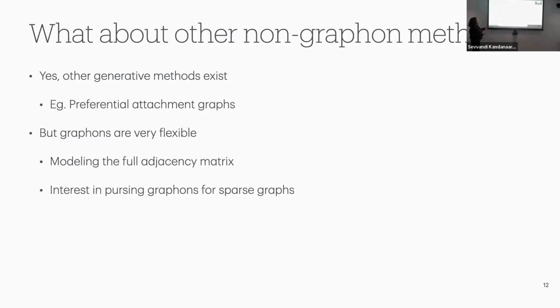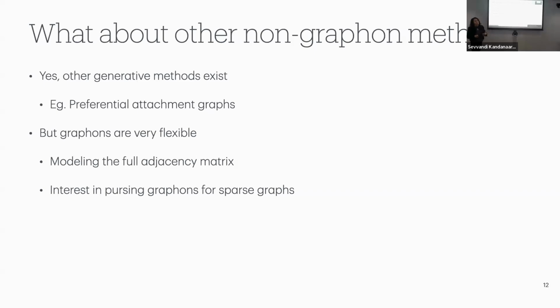Of course, there are other non-Graphon methods that work with sparse graphs, like preferential attachment graphs, like the Barabasi-Albert methods, where a node comes in, and there's a probability of it getting connected to another node. You're more likely to get connected to nodes with higher degree. Those methods are there.